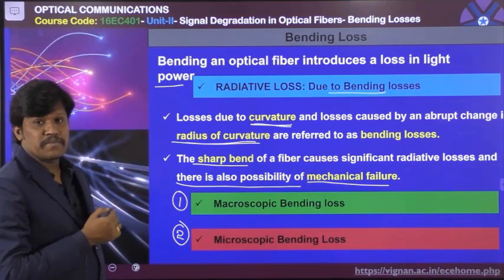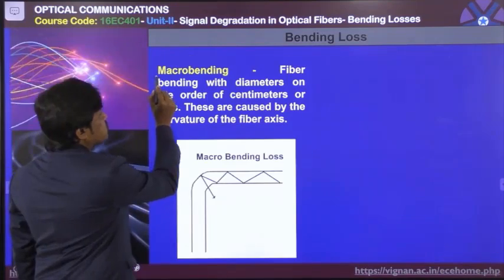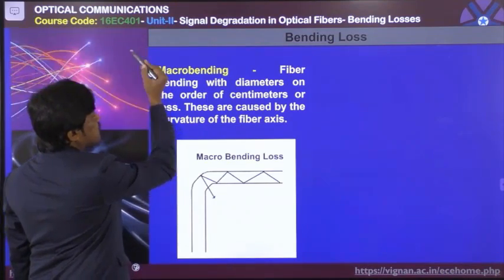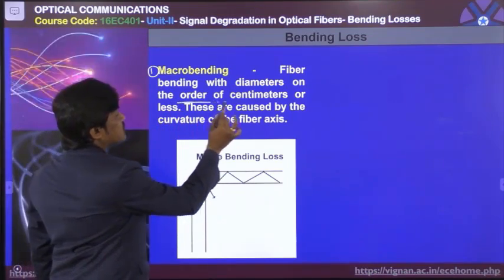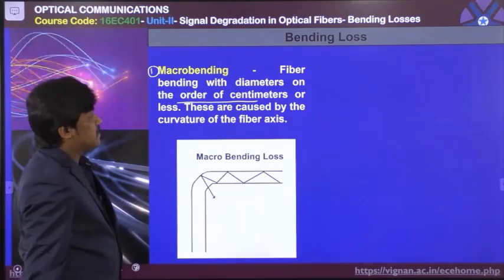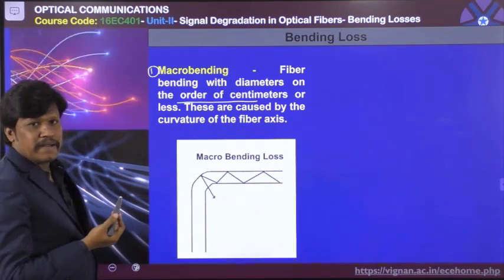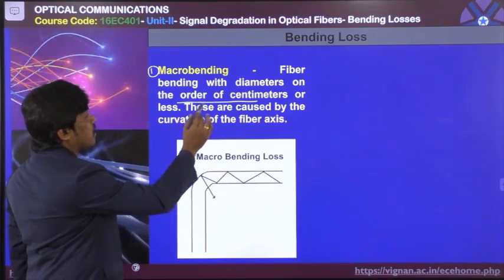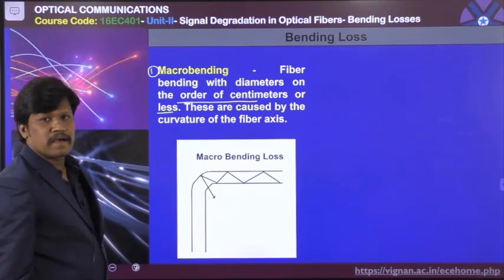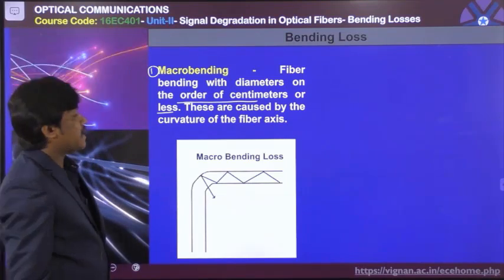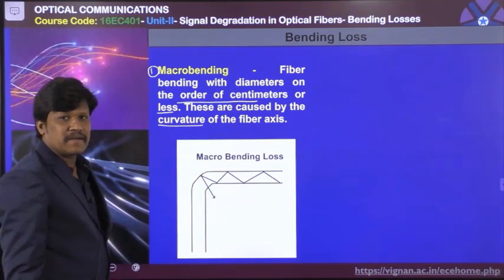First one is microbending. Microbending is fiber bending with diameters on the order of centimeters or less. These are caused by the curvature of the fiber axis.